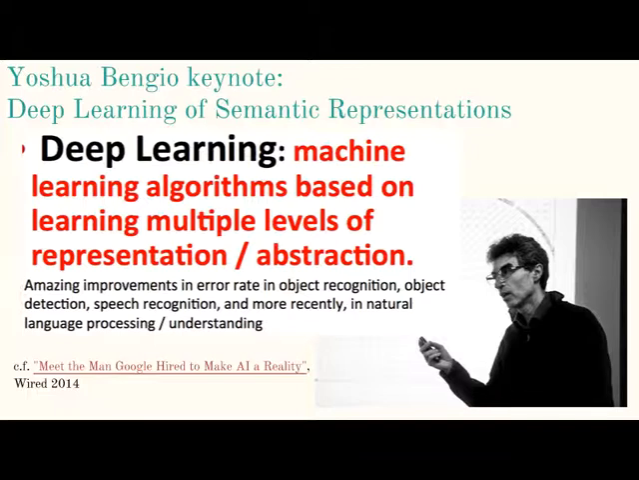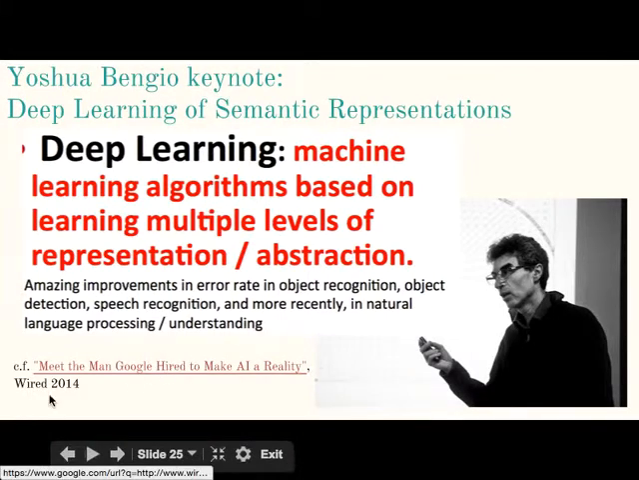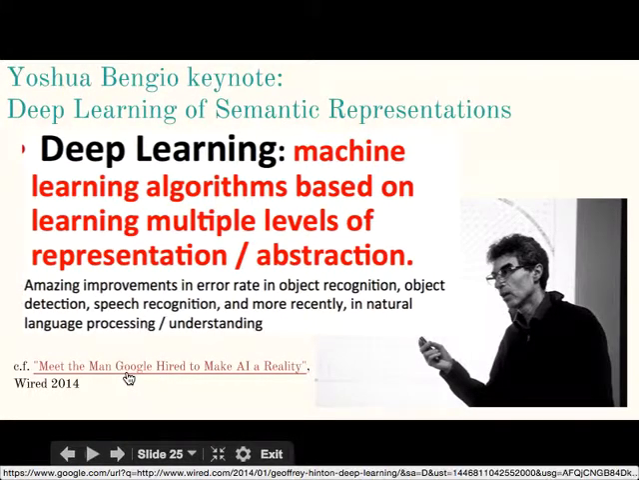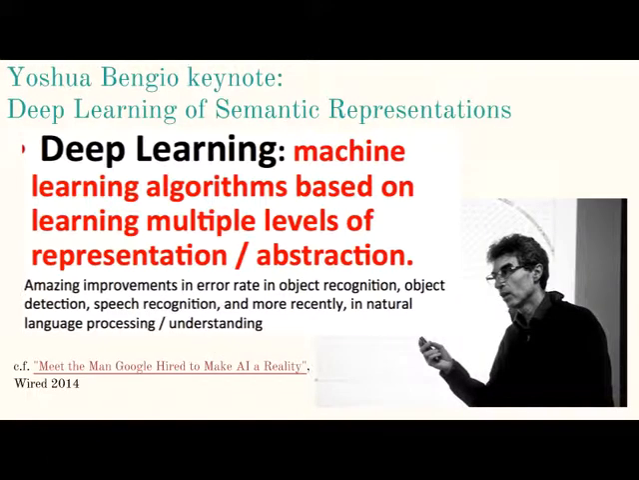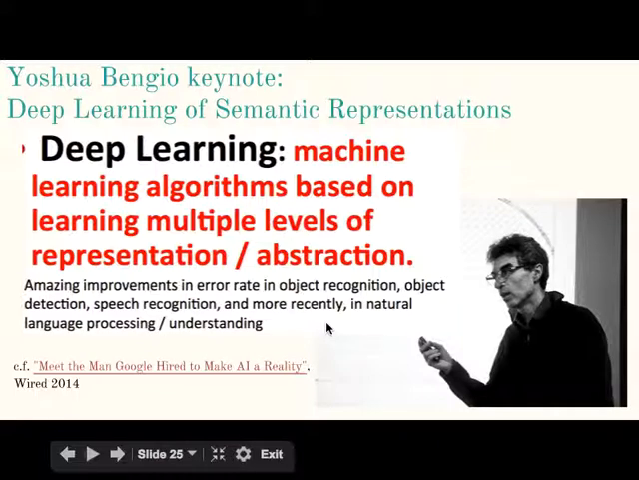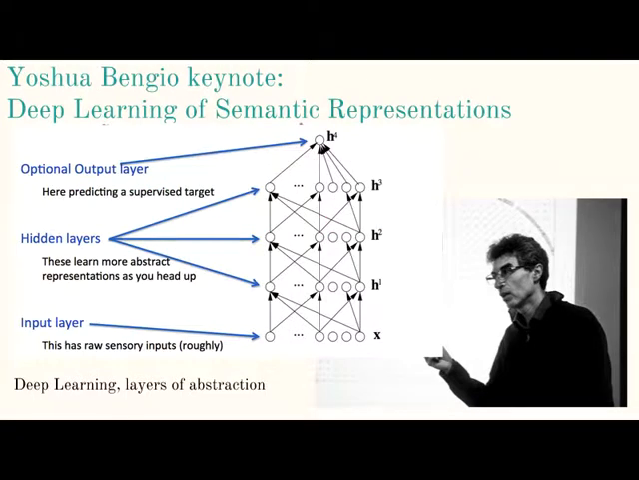So these are all scraped together from other things he's presented in other places. This picture is from a Wired article, which, if you want to know more about deep learning and the research behind it, you should read; it involves him and other researchers. Deep learning is machine learning algorithms based on multiple levels of representation or abstraction, and it has been used successfully not just in natural language processing, but everywhere. It's sort of taking over everything in artificial intelligence.